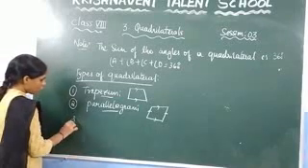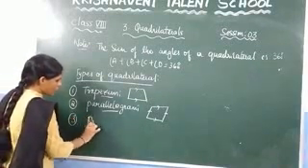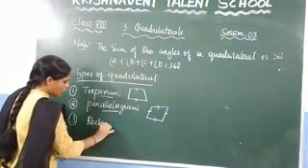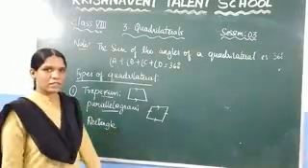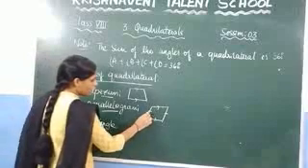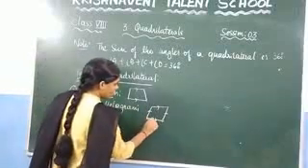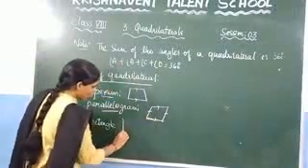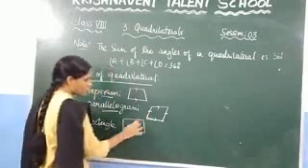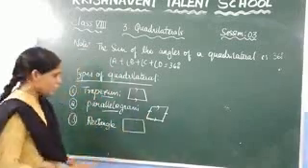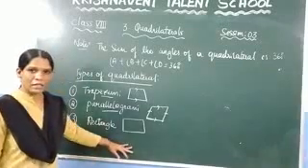The next one is the rectangle. How do you get the rectangle? If in a parallelogram one of the angles is 90 degrees, then we get the rectangle. So if you take this parallelogram, and one of the angles is 90 degrees, you will get it like this. It will become like this. So clearly it is a rectangle.